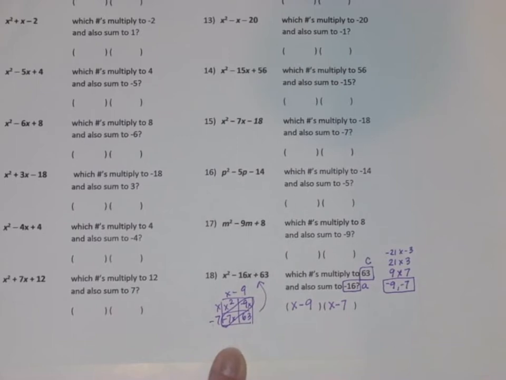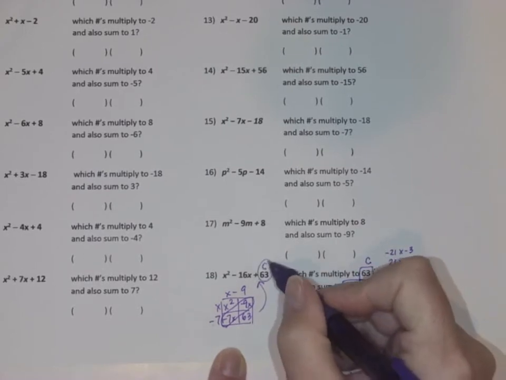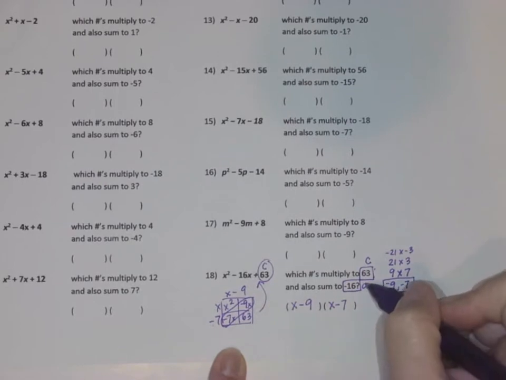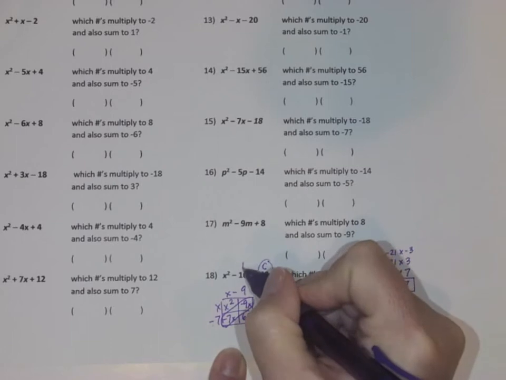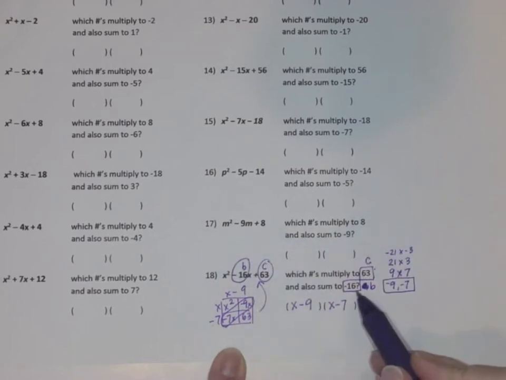Okay, so this is factoring when a is equal to 1. It's pretty straightforward because you're just looking for two numbers that multiply to the c value, in this case 63, and two numbers, sorry, I made an error there, that add to our b value. Our b value is -16, and the numbers have to add together to come up with that number.